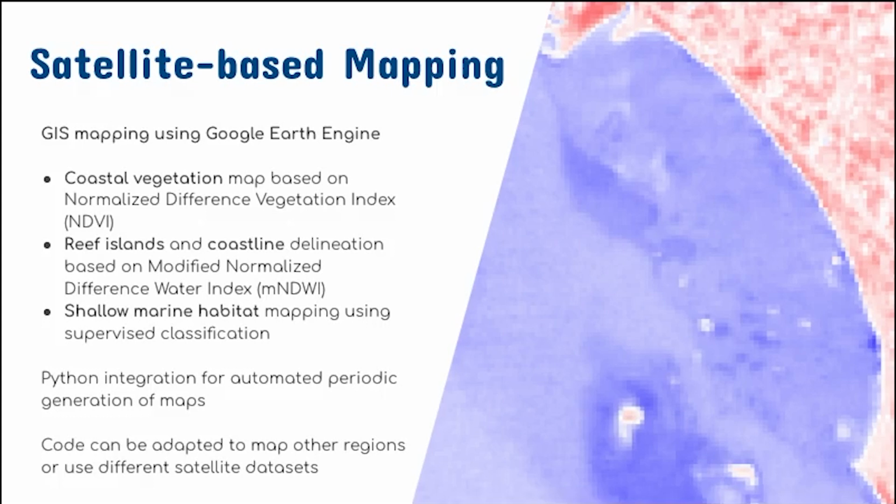For the shoreline shallow marine habitats, we employ supervised learning to identify and categorize these areas. And our adaptable code can easily be customized to accommodate various regions and satellite datasets, making our approach versatile and scalable.